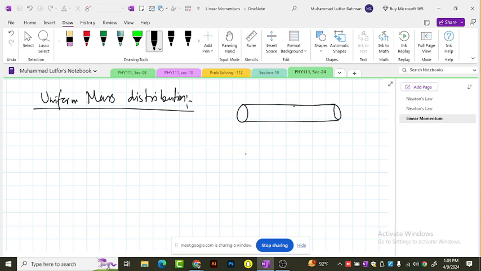Sir, all the earlier topics were about non-uniform mass distribution. Yes, that was point mass distribution, not continuous mass distribution. Point mass: one mass is over here, one mass is over here, one mass is over here. That's not the continuous mass distribution. Right now, we are considering the continuous mass distribution.